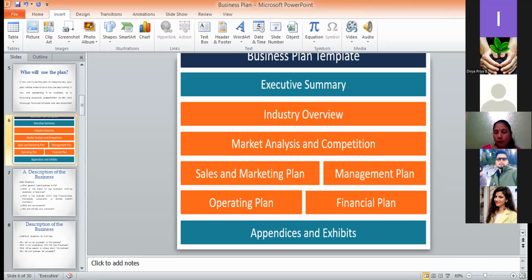Next is the industry overview. For example, if you're running in the transportation industry, you have to know about that industry. Then market analysis and competition. Without understanding the tastes and preferences of your customers, you cannot sell your product in the market. Therefore, market analysis is a very important segment while you draft a business plan, because you have to design your product as per the likes and dislikes of the customers.